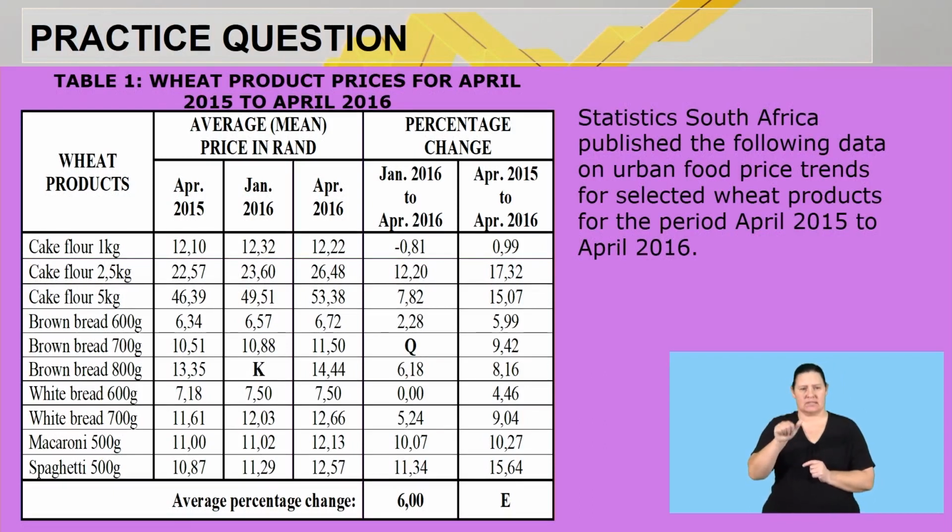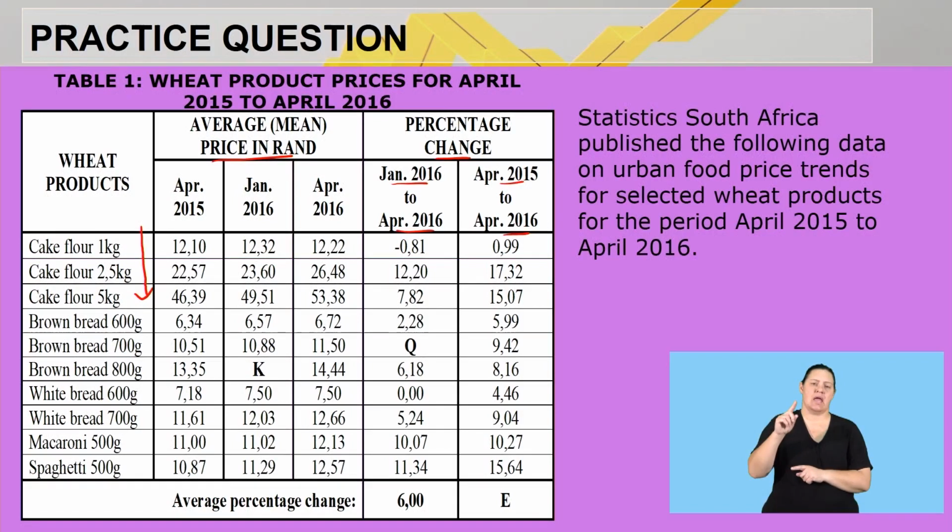We have our different wheat products, going down, starting at cake flour 1 kilogram all the way down to spaghetti 500 grams. We also have our average mean price in rand, that's here on top, and then our percentage change. We have the different time periods: April 2015, January 2016, April 2016. For the percentage change, we have January 2016 to April 2016, and then April 2015 to April 2016.